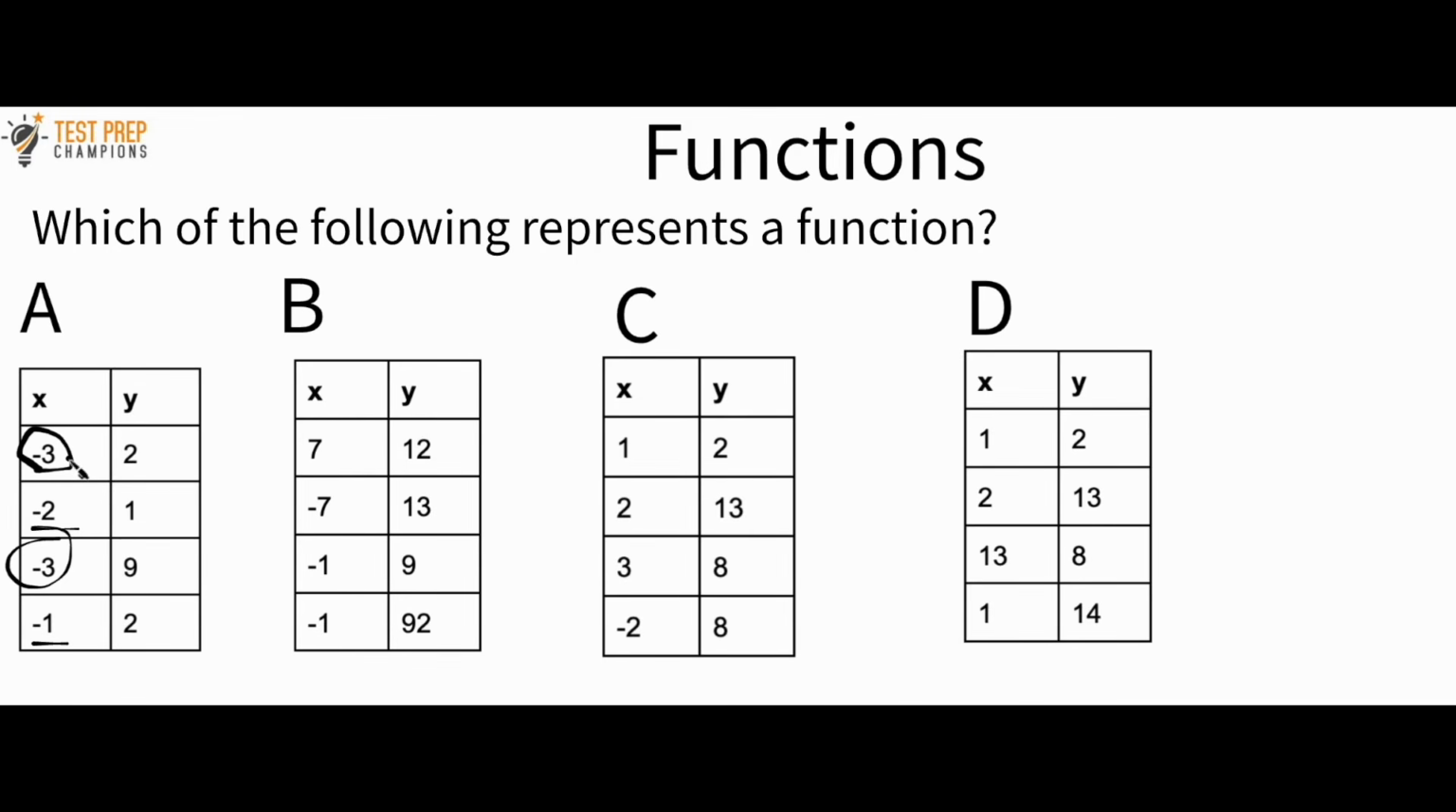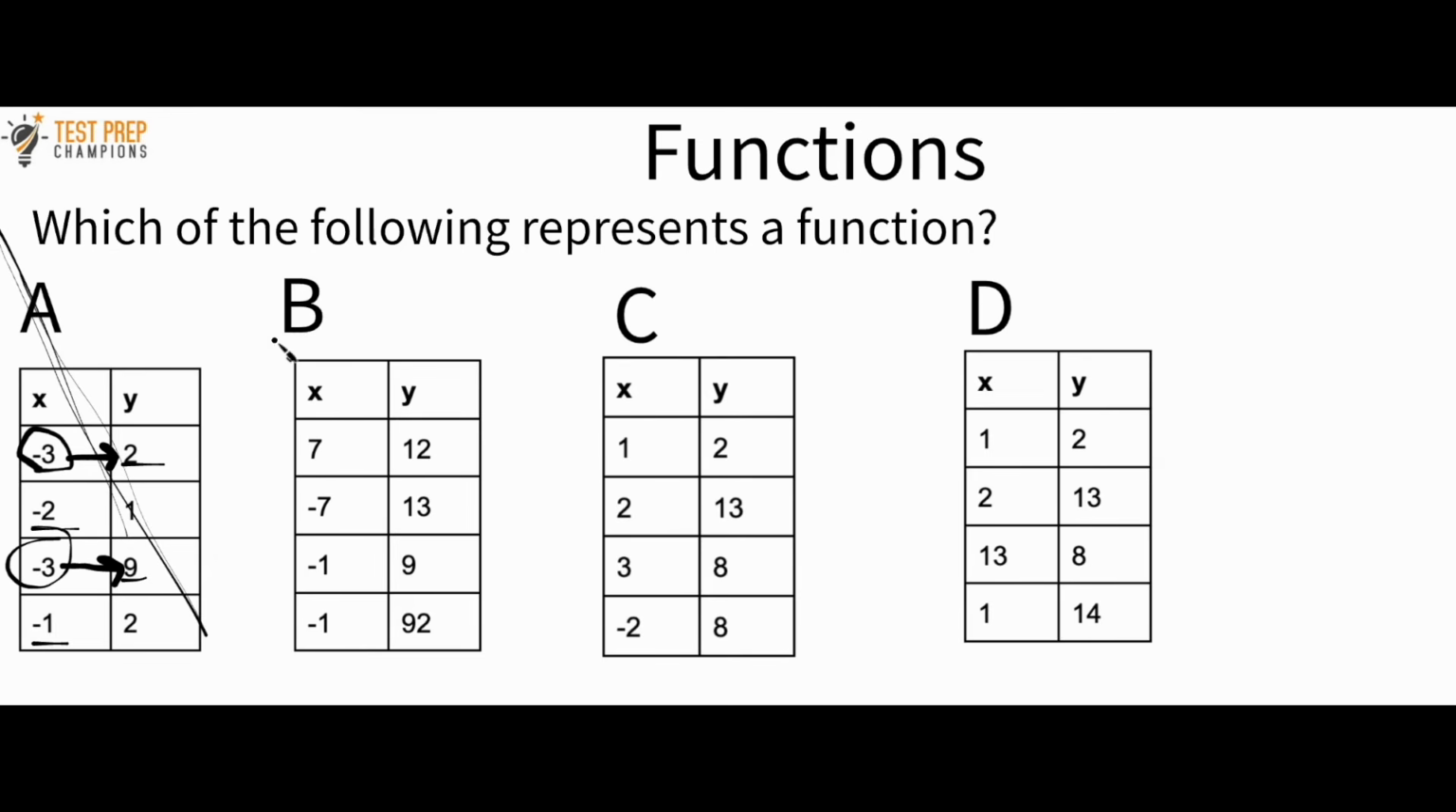So here we have -3 as an input and 2 as an output. Here we have -3 as an input and 9 as an output. So these two numbers, 2 and 9, are different, so this can't be a function. Remember, each input has to have exactly one output or it's not a function.